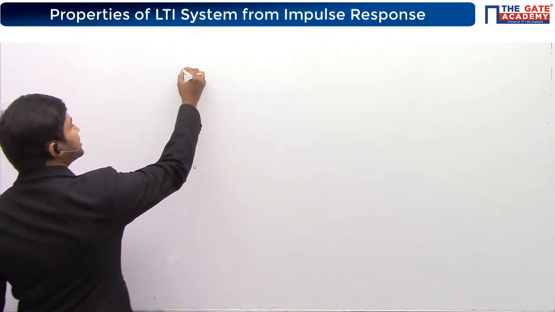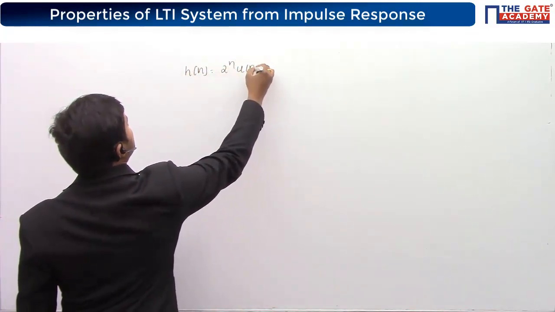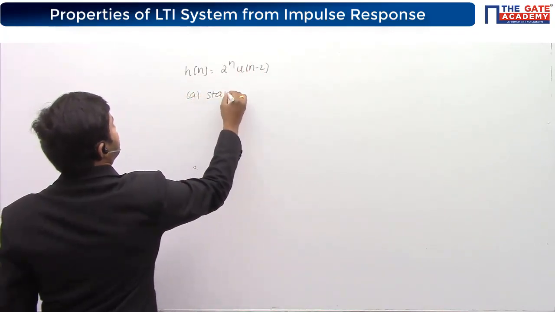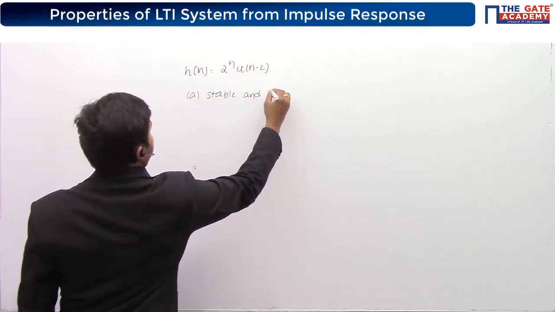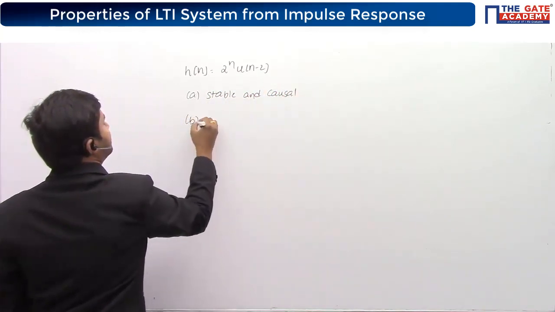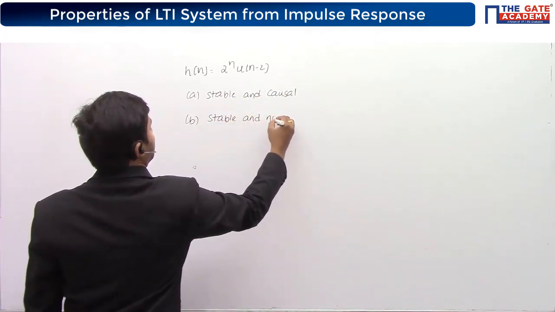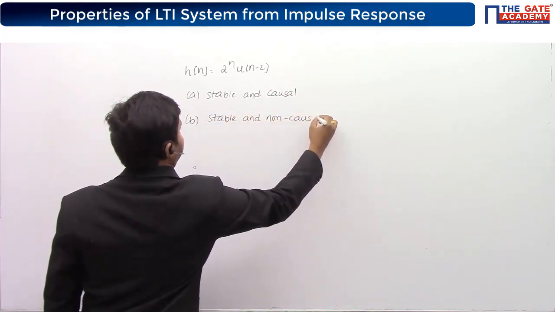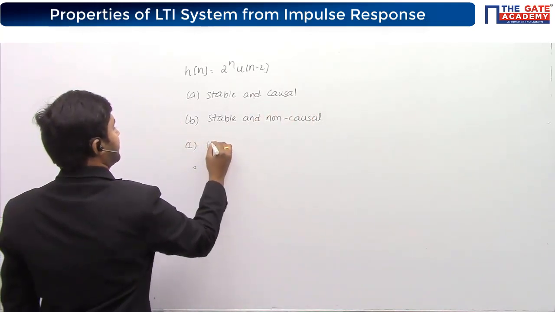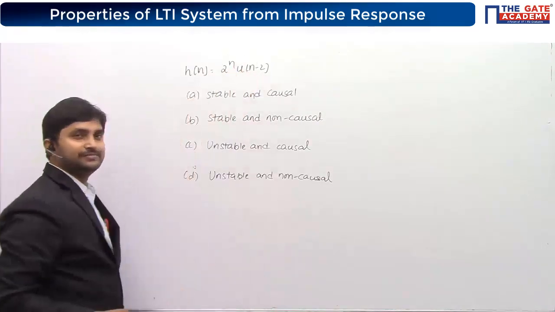So can you please check h of n is equal to 2 power n into u of n minus 2. First one, stable and causal. Second one, stable and non-causal. Third one, right, so h of n is equal to 2 power n into u of n minus 2.